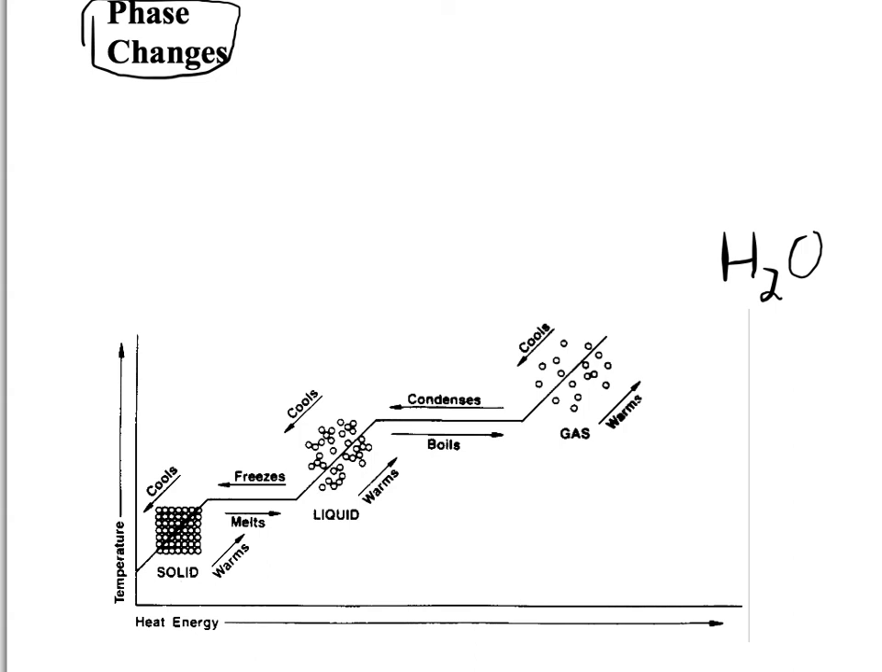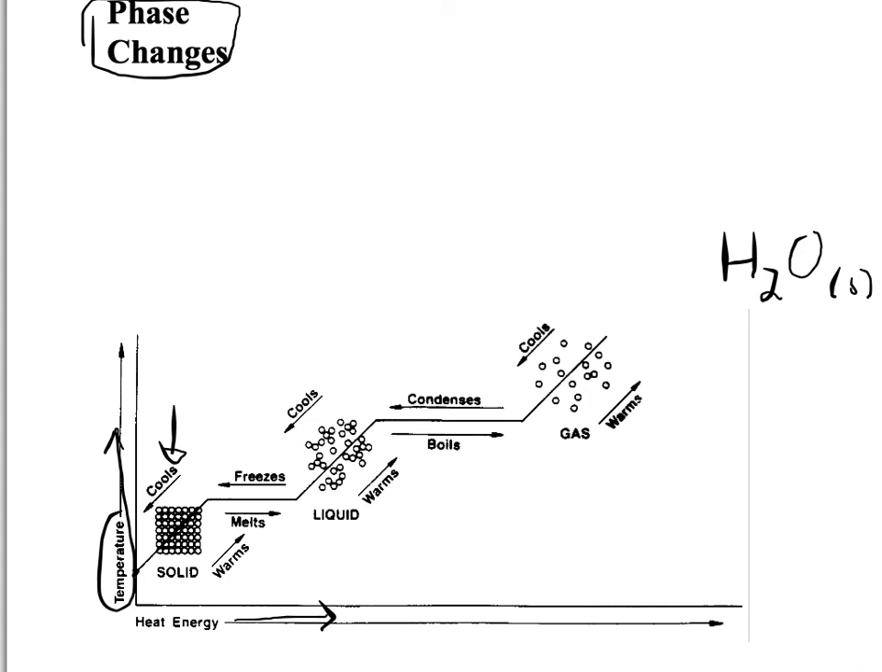On the y-axis we have the temperature, so as we go up, temperature increases, and on the x-axis we have heat energy, Q, heat added. So let's say we start with a sample of water that's ice, H2O solid. It's down here at the bottom. Okay? And if you notice, this diagram shows the molecules are all densely packed, they're very close together.